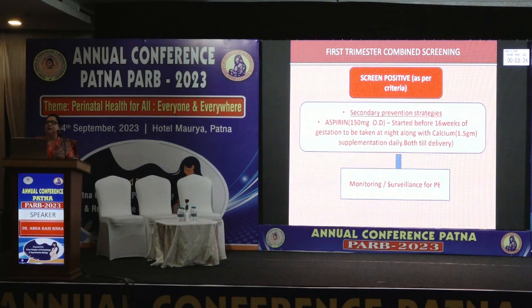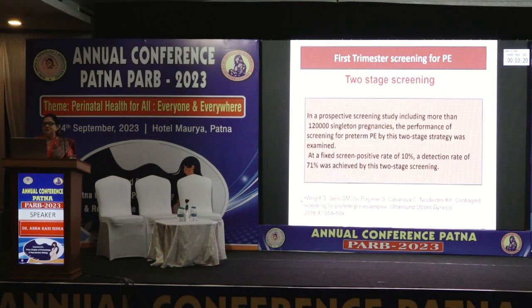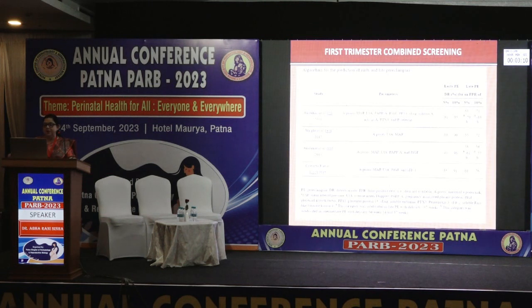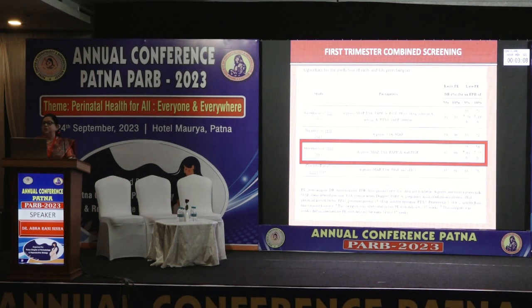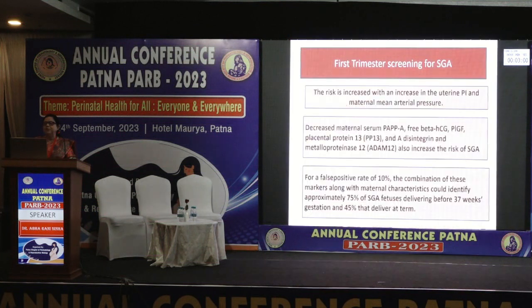And of course, for prevention, apart from aspirin, we also know that since our women mostly are calcium deficient, we have to give them calcium 1.5 gram daily till delivery. And these patients need more intensive monitoring as well as surveillance. It was found that when this two-stage screening was done, it has a high detection rate of 71% with a false positive rate of 10%. And if we look at the detection rate of both early and late PI, the combination of all these factors gives the maximum result for prediction.